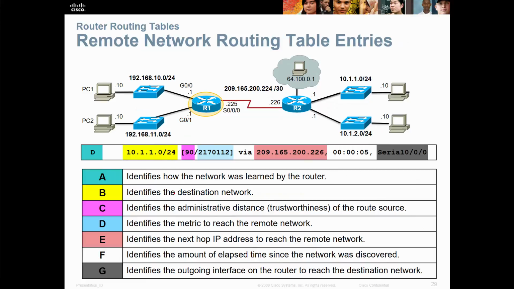So here we have another one. How it was learned, which I believe is EIGRP. The IP address, the administrative distance or the trustworthiness of that network, the metric to reach the remote network, how it was learned. This would identify the next hop. This will let you know the elapsed time to that location and what interface to send it out. That way it can know exactly how to get to where it is going. Again, this is the destination, trustworthiness, the metric used to reach the other network, the next hop, the time it's been up, and the interface to send it out of.